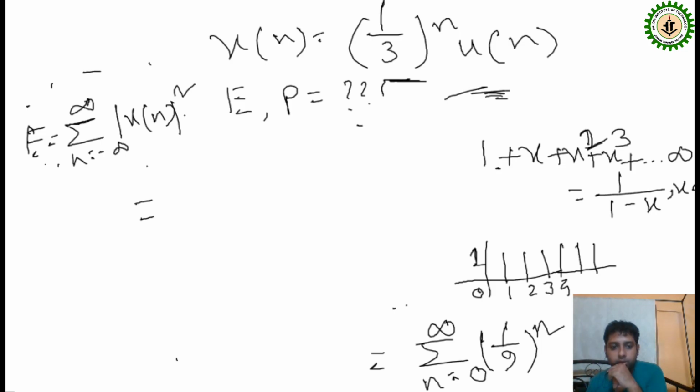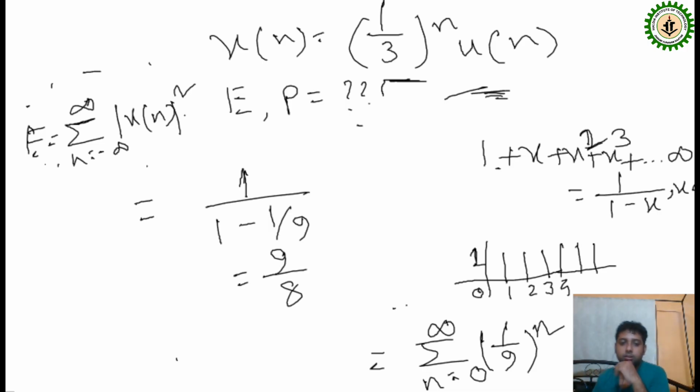That means from there we can write 1/(1 minus 1/9), that is 9/8 after simplification. So here we are getting energy is finite, that is 9/8. Now after that we need to find the value of power. So already I have written the formula for power, so I will again write that expression.